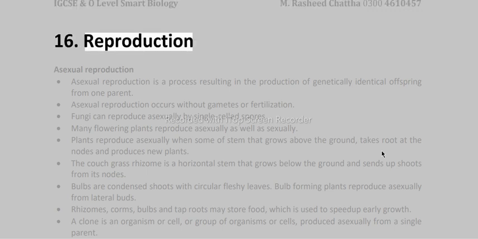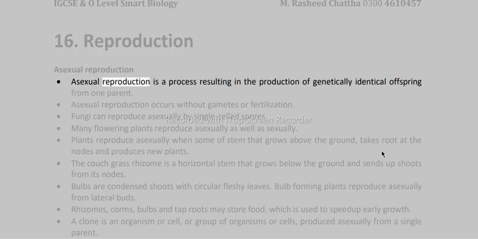16. Reproduction. Asexual reproduction. Asexual reproduction is a process resulting in the production of genetically identical offspring from one parent.